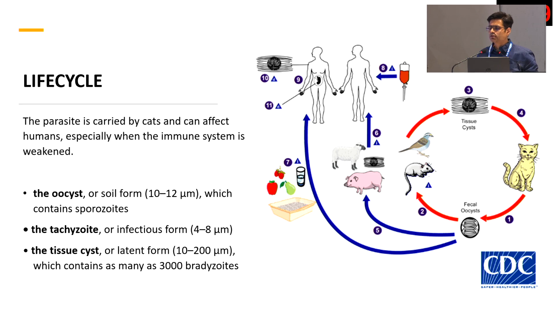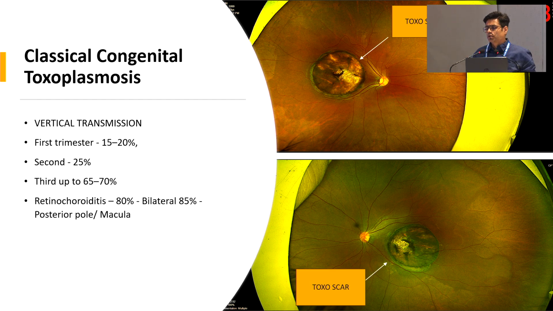In the life cycle, basically the cats are the definitive host, and the humans are intermediate hosts. They can be infected by all these forms and cysts. So basically we have two forms: one is the congenital form and the other is the acquired form. The congenital form is from vertical transmission, and if the mother has a toxoplasma infection, as the trimester goes by, the chances of the child having the infection also increase accordingly. It is basically a retinochoroiditis at the posterior pole, in a wagon wheel sort of shape, and it is bilateral.